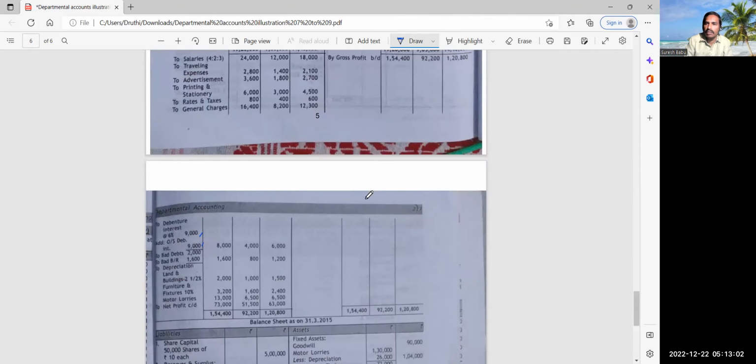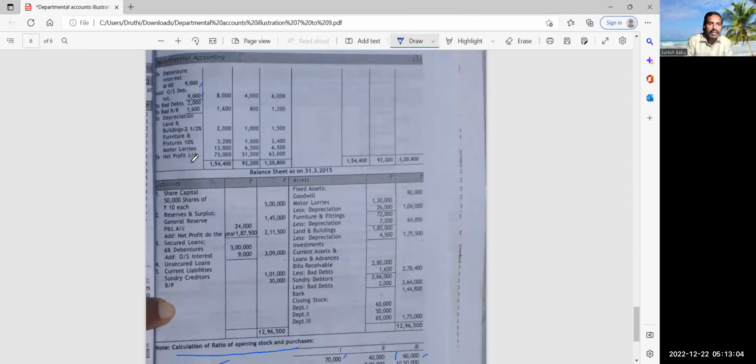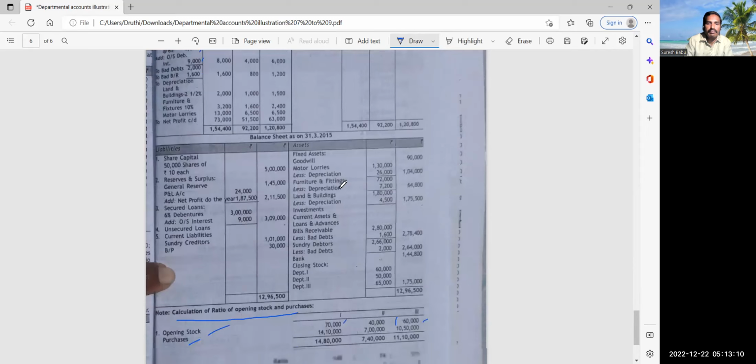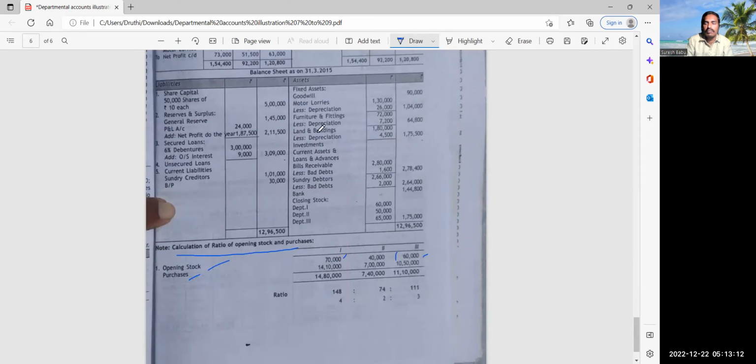Credit side, no incomes are given. So net profit department 1,73,000, 31,500, and 63,000. Okay. Now balance sheet. Come to the balance sheet. So you already marked, correct? On asset side, first you write fixed assets. First item, goodwill, 90,000. You know that, right?